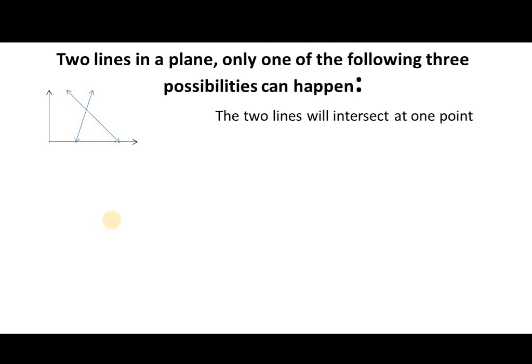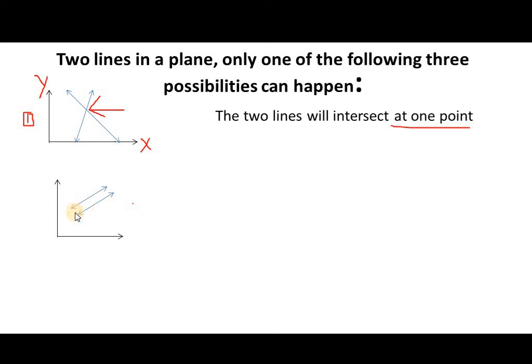Two lines in a plane, only one of the following three possibilities can happen. So in this plane, the two lines are intersecting each other. The possibility is the two lines will intersect at one point. This is the point where two lines are intersecting. So this is the first possibility. The first possibility says that the two lines in the plane intersect each other. The two lines will intersect at one point.